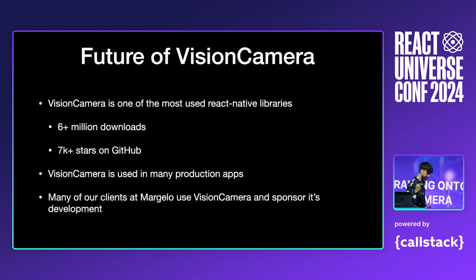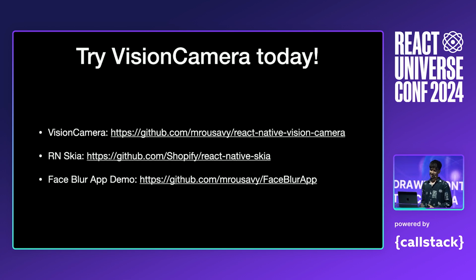The future of VisionCamera: it's out there. It's released on NPM. It has 6 million downloads on NPM. It has 7,000 stars on GitHub, and it is used in many production apps today. Many of our clients use VisionCamera today, and it's working out great for them, apparently, because they didn't fire us yet. You can try VisionCamera today.